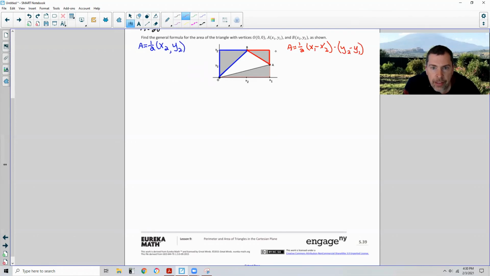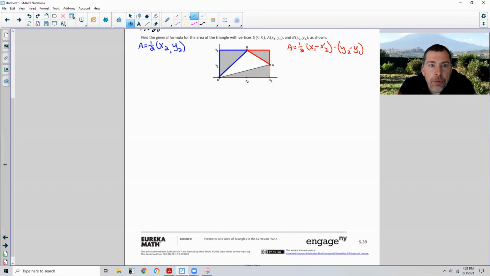Hopefully you understand that. If this was 3 and this was 2, 3 minus 2 equals 1. That'd be a length of 1. So y sub 2 minus y sub 1 tells you how long a vertical segment is. X sub 2 minus x sub 1 tells you how long a horizontal segment is. And in this case, it's x sub 1 minus x sub 2. We're going from big to small.